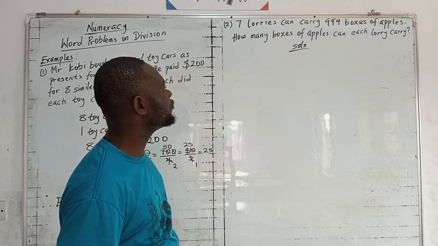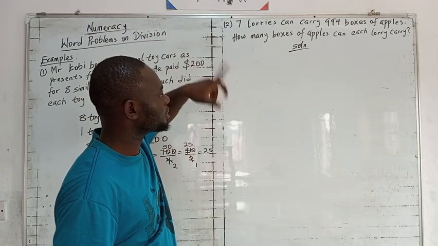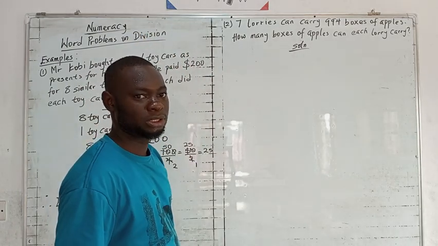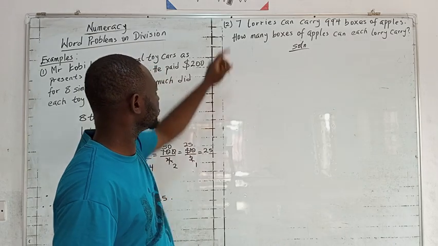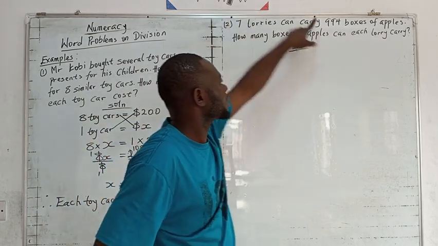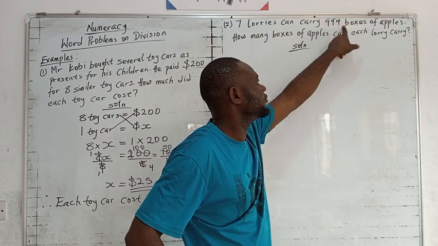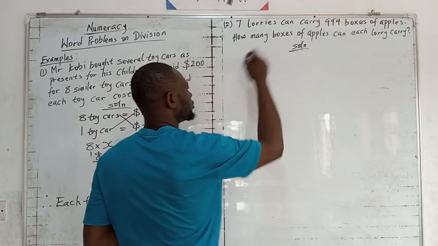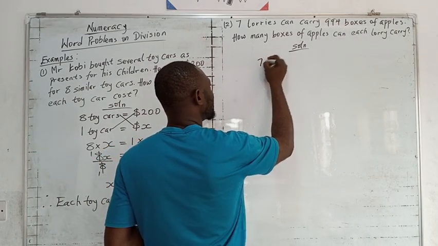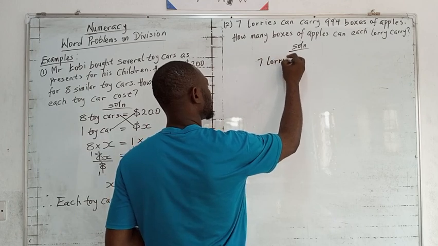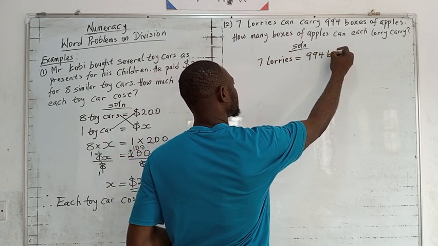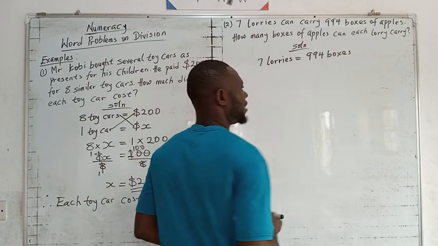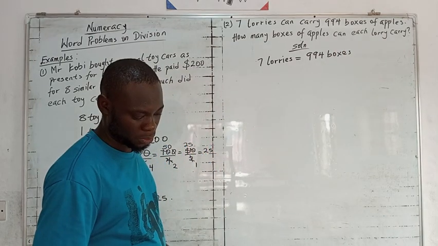Now you notice that the two variables here are lorries and the boxes of apples. So let's look at the relationship from the equation. The relationship here is that 7 lorries carry 994 boxes of apples. So I can say 7 lorries equal to 994 boxes of apples. Okay?